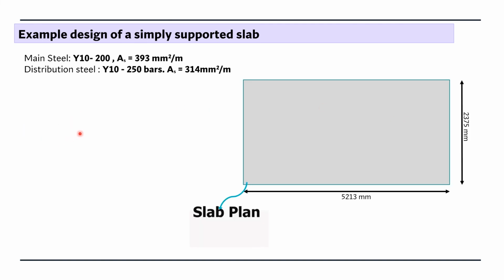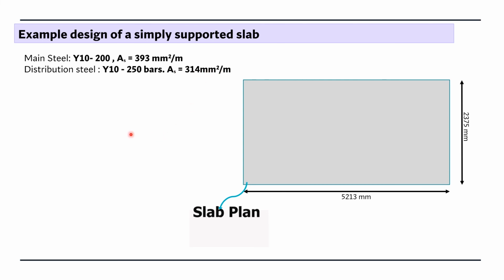Now, let's look at an explanation of the detailing. Now, this detailing is just for you to know, it's just an explanation. It's not the way you present it as a detailing when you are doing it in real life. So there's a standard way of doing it, and the link to that is also available in the video's description. So now we have our main steel as Y10 at 200 centers, and the area of steel is 393 mm² per meter. And we have our distribution steel now as Y10 at 250 centers. So an As is equal to 314 mm² per meter.